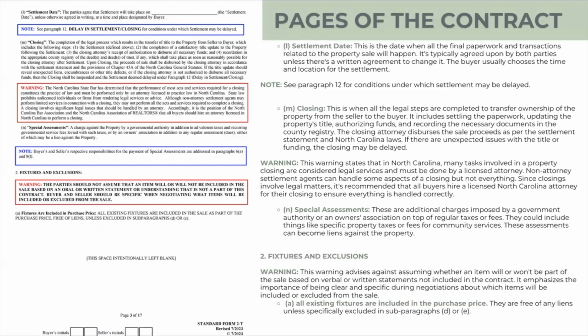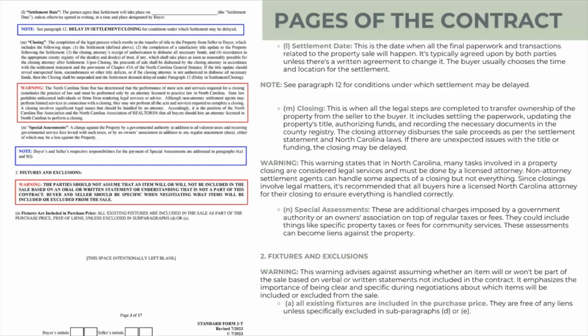Closing. This is when all the legal steps are completed to transfer ownership of the property from the seller to the buyer. It includes settling the paperwork, updating the property's title, authorizing funds, and recording the necessary documents in the county registry. The closing attorney disburses the sale proceeds as per the settlement statement and North Carolina laws. If there are unexpected issues with the title or funding, the closing may be delayed.